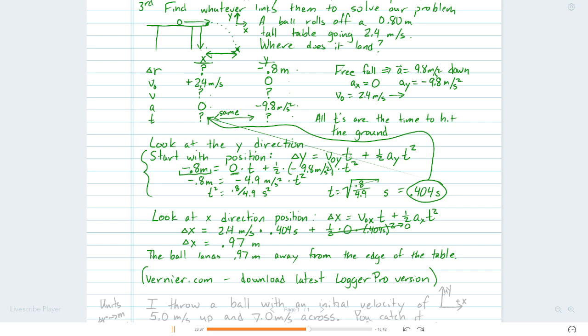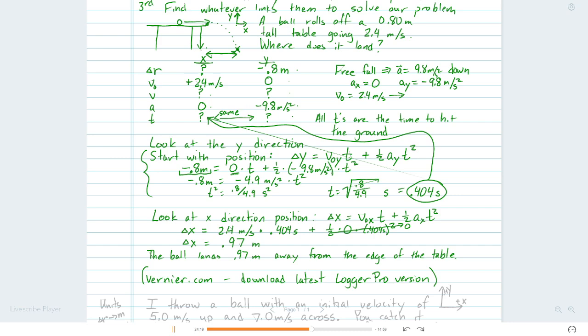So we have our change in position, we have nothing from our initial velocity, we have a half our acceleration times our time squared. We want to get time squared by itself, so we divide both sides by negative 4.9, which makes the negative signs go away. Then we get 0.8 over 4.9. Divide that out and square root it. That's basically 0.8 over 5 gives us 0.16, and the square root of 0.16 is 0.4, so that's where we get our time from.